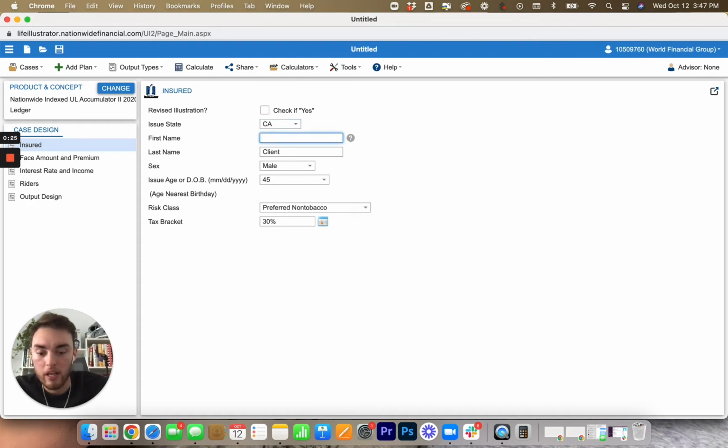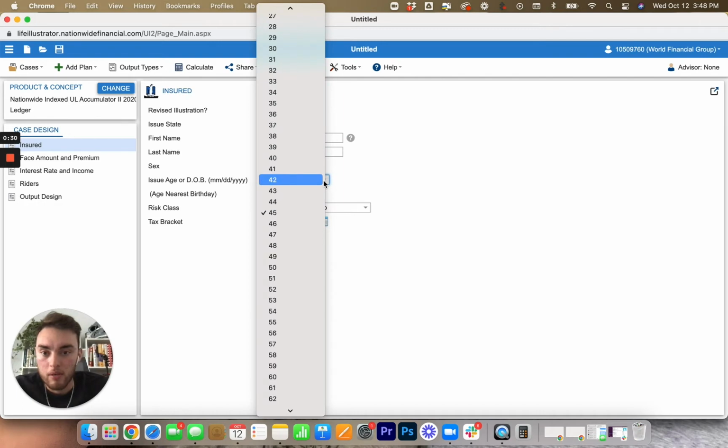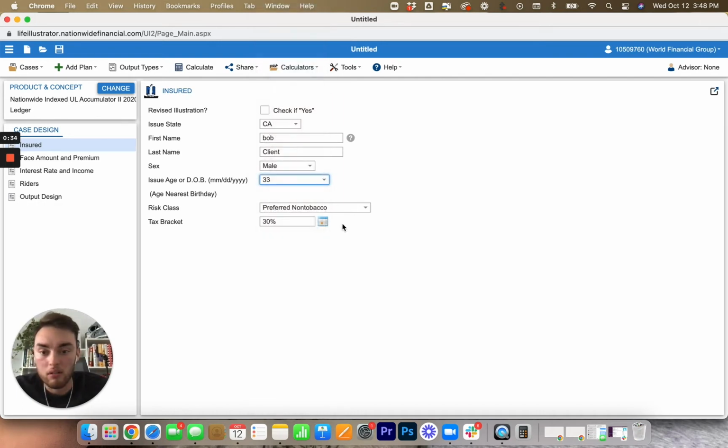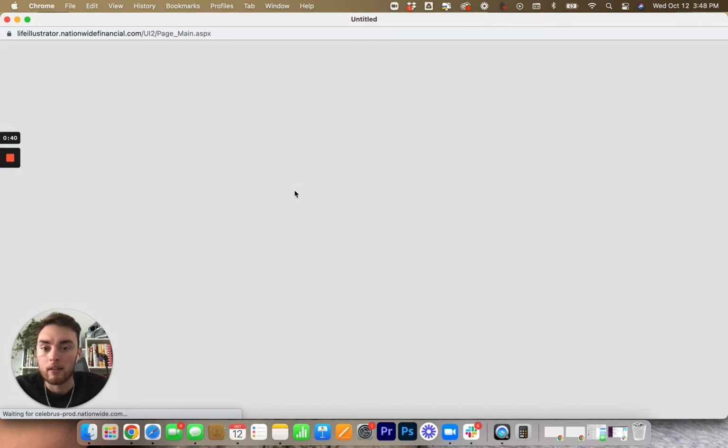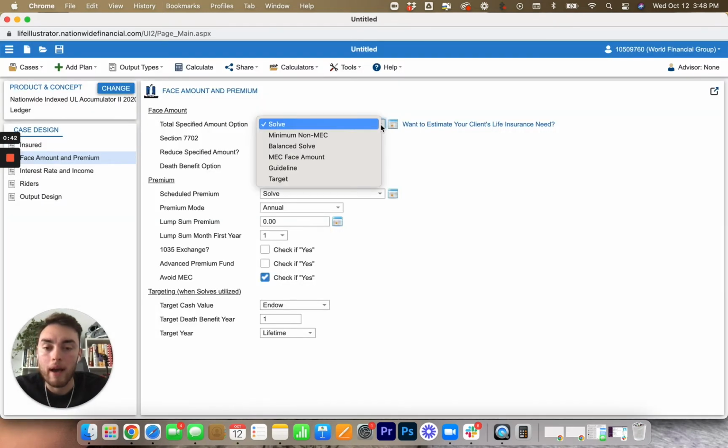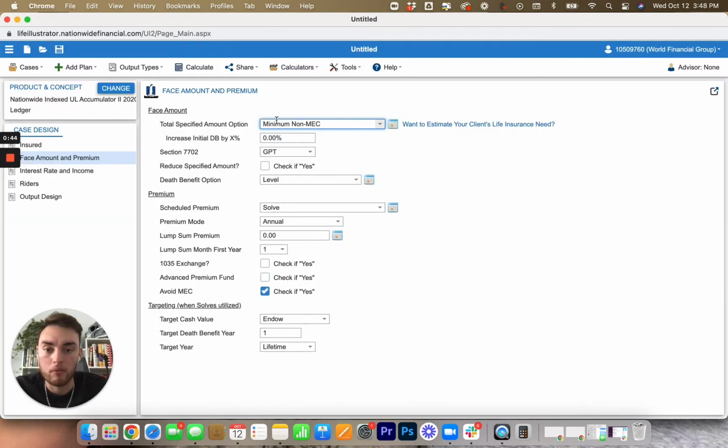Let's just say their name is Bob, male. Let's just say Bob is a young adult who's about 33 years old. He doesn't have perfect health, but he's semi-healthy, so we'll leave that there. And let's just say that we're going to do the death benefit at a minimum, non-MAC. That's how I run all of my policies. And we're going to do an optimal switch.